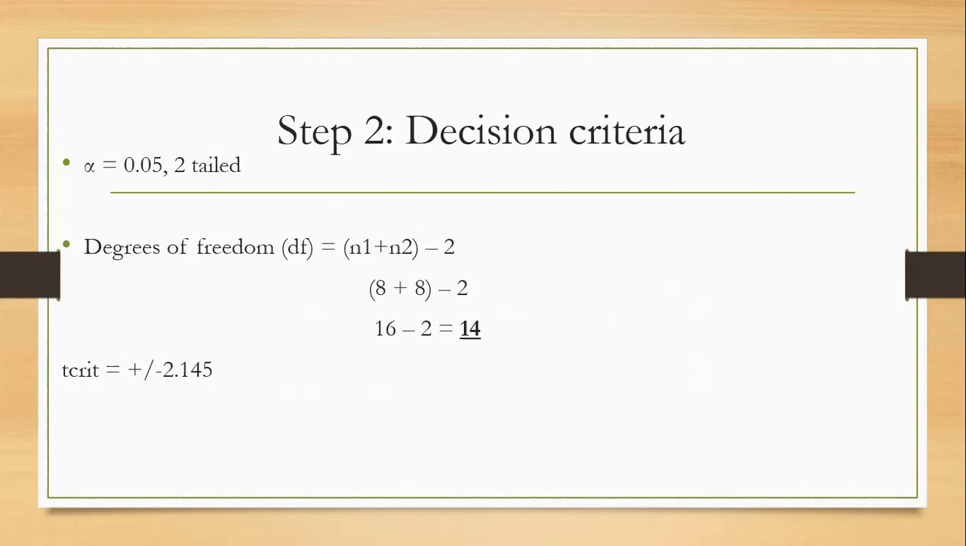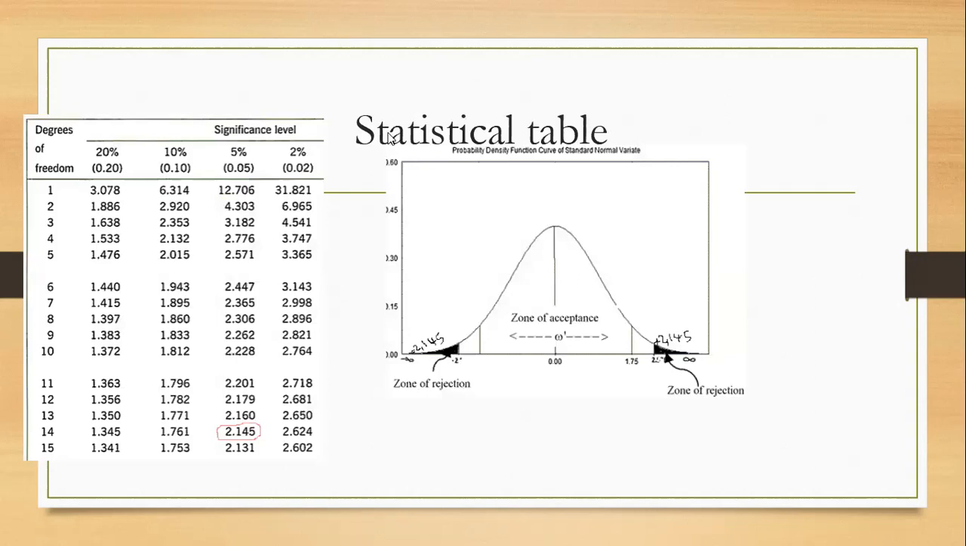Our T-crit, or our critical value for the t-test, is plus or minus 2.145. Let's see how we get to plus or minus 2.145. We go to our statistical table, and on the degrees of freedom, it's number 14. We look where 14 and the significance level, which is 0.05, intersect, and there is 2.145. The intersection of the alpha level and the degrees of freedom on the statistical table will give us the T-crit, or the critical value of the T.